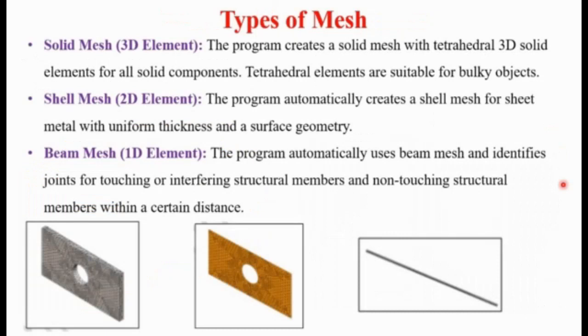Then we will see the types of meshes. There are generally three types: solid mesh, shell mesh, and beam mesh, or we can say 3D elements, 2D elements, and 1D elements. In the solid mesh, the program creates a mesh with tetrahedral 3D solid elements. Tetrahedral elements are suitable for solid, bulky objects.